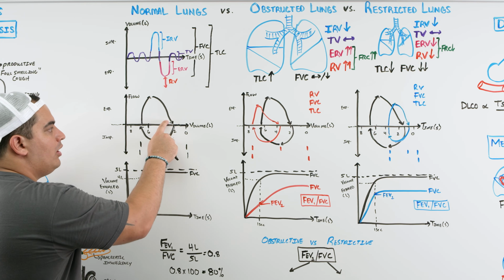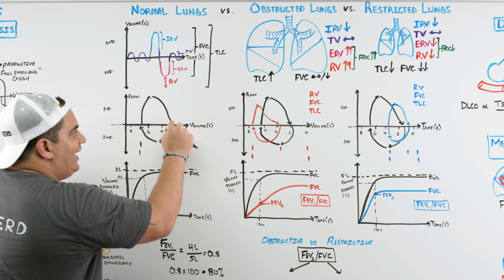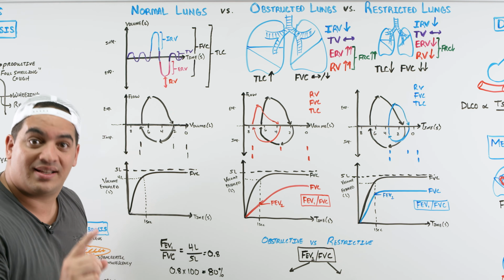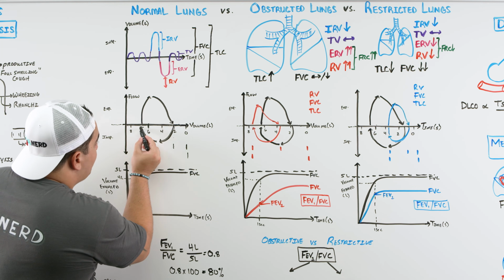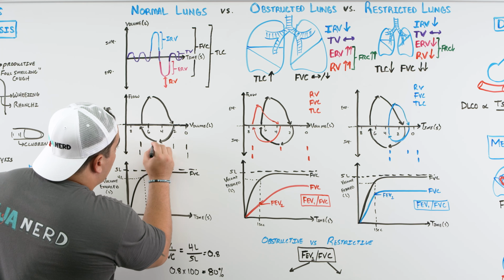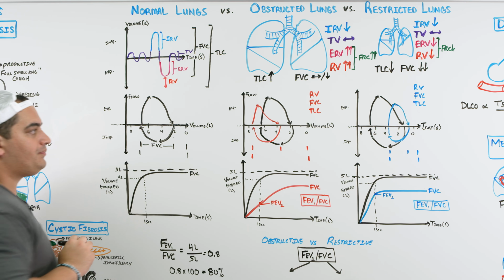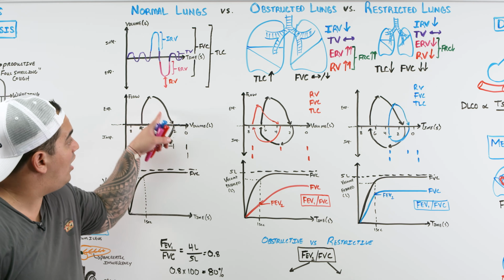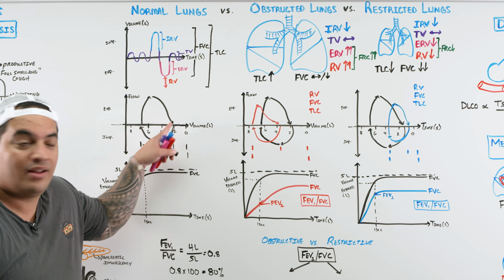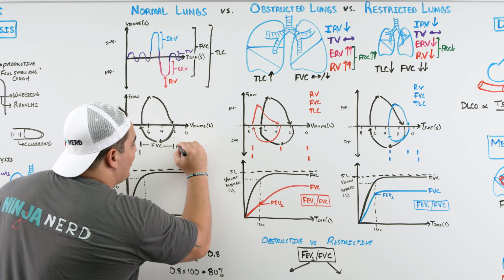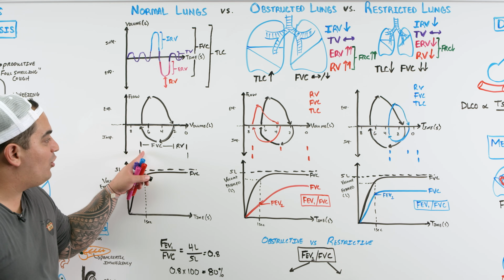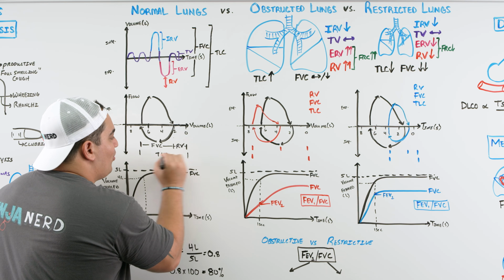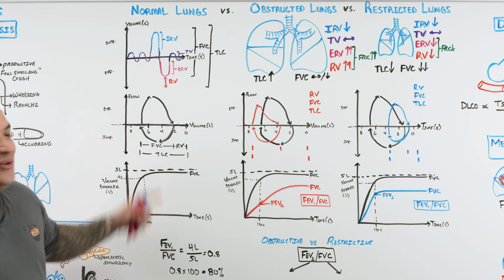So my tidal volume plus my IRV plus my ERV is my forced vital capacity, right? IRV plus TV plus ERV is forced vital capacity. So from this point here to this point here is what's called my forced vital capacity. The amount of air that remains in the lungs after I've exhaled all the air that I possibly can is what? My residual volume. And if I take the residual volume plus the forced vital capacity, what would this be? This would be my total lung capacity, this entire thing here. This is for normal lungs.